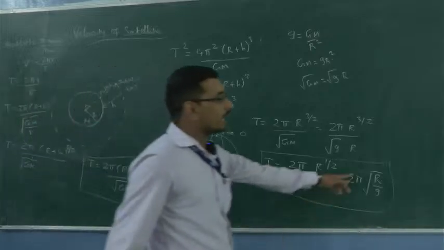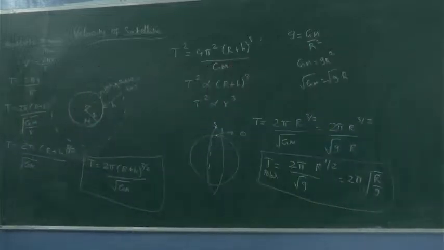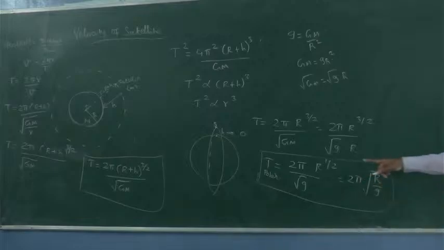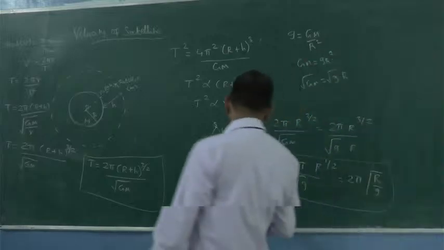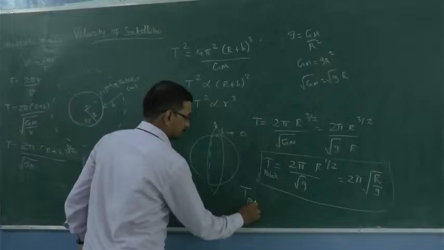Okay, tell me what is R? Radius of Earth. How much? 6400 kilometer. Kilo means 10 power 3. Small g value 9.8 can be replaced by 10. 2 pi value 3.14. So by substituting all the values, you will get the answer 84.6 minutes.